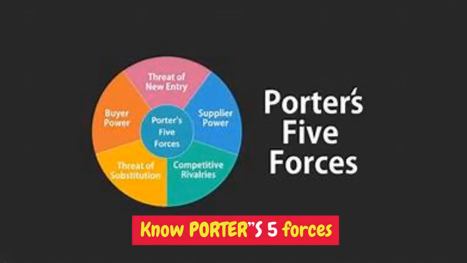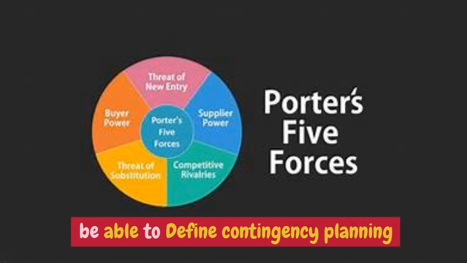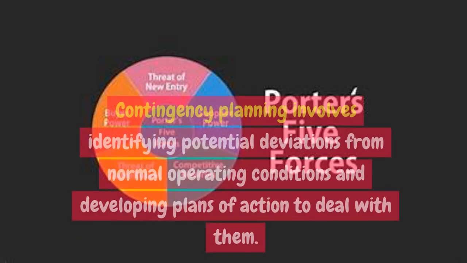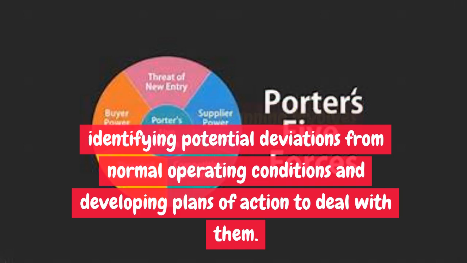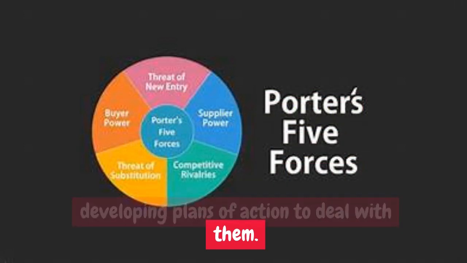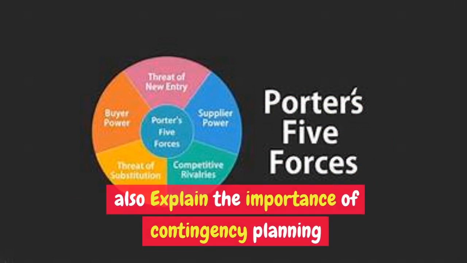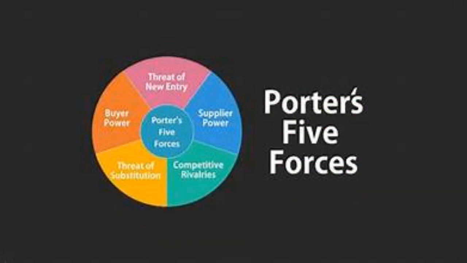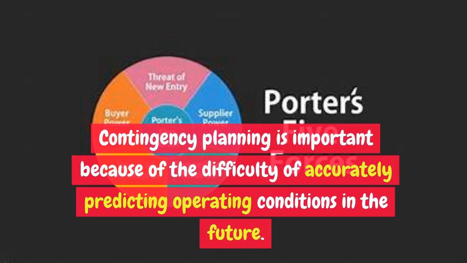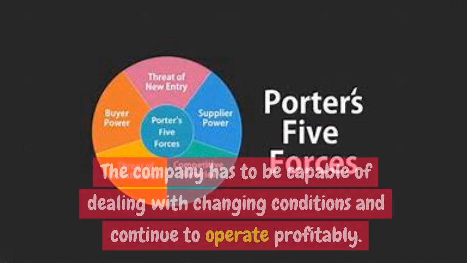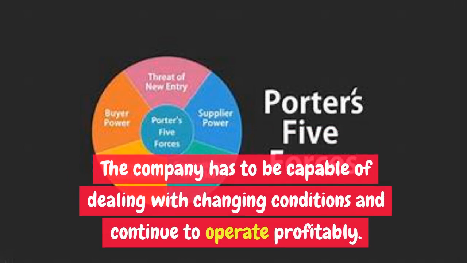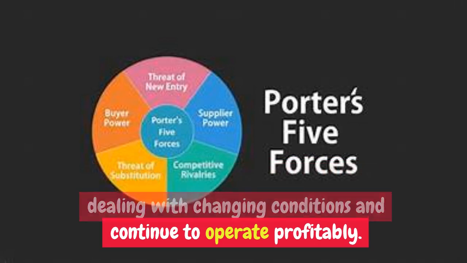Be able to define contingency planning. Contingency planning involves identifying potential deviations from normal operating conditions and developing plans of action to deal with them. Also explain the importance of contingency planning. Contingency planning is important because of the difficulty of accurately predicting operating conditions in the future. The company has to be capable of dealing with changing conditions and continue to operate profitably.